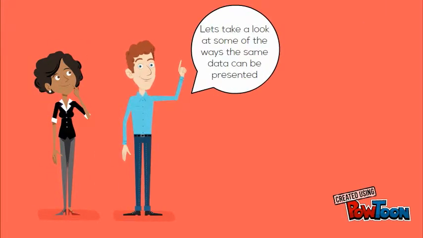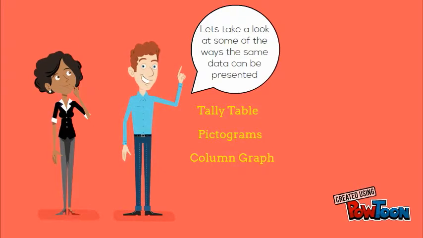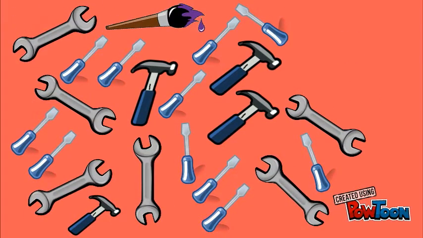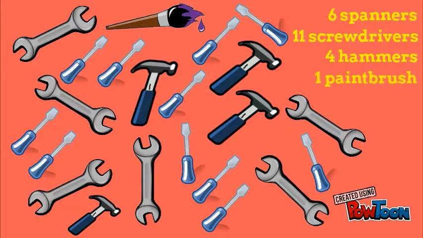Let's take a look at some of the ways the same data can be presented: a tally table, pictograms, or column graphs. But David, how do we use them? Together, let's empty out my toolbox and collect the data. Whoa, I sure do have a lot of tools. Let's count them. So we have 6 spanners, 11 screwdrivers, 4 hammers, and 1 paintbrush.